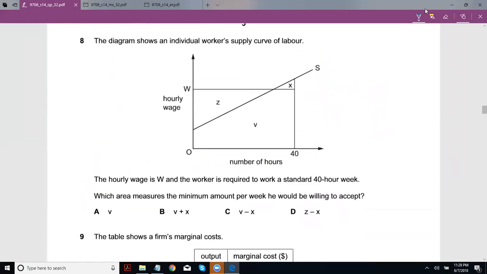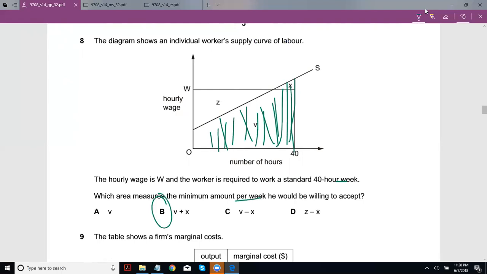The diagram shows an individual worker's supply curve of labor. The hourly wage is W, and the worker is required to work a standard 40-hour work week, which area measures the minimum amount per week he would be willing to accept. Now, the minimum amount is normally your transfer earnings or your supply price. You just look at it like this. That would be V plus X.